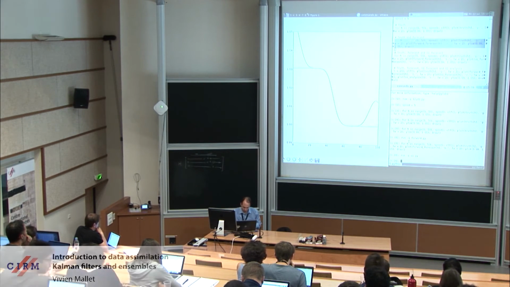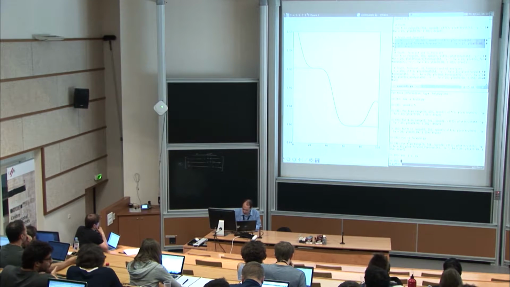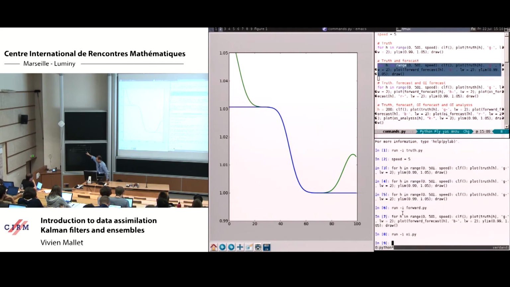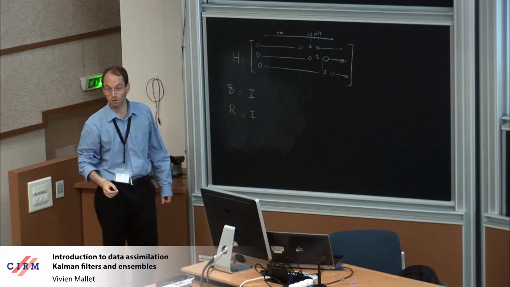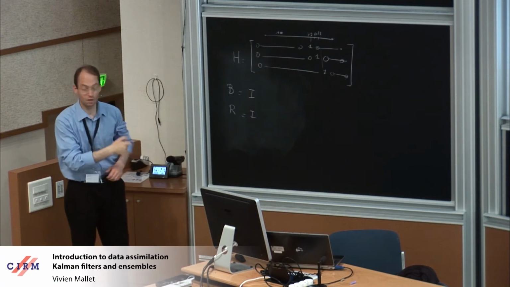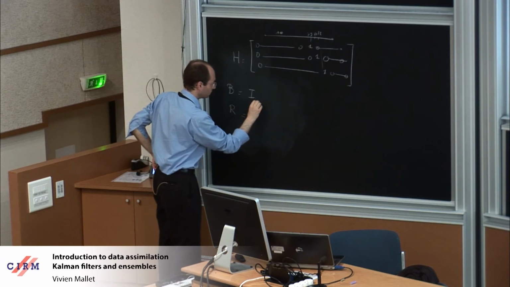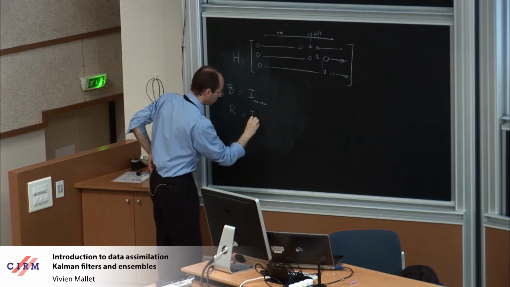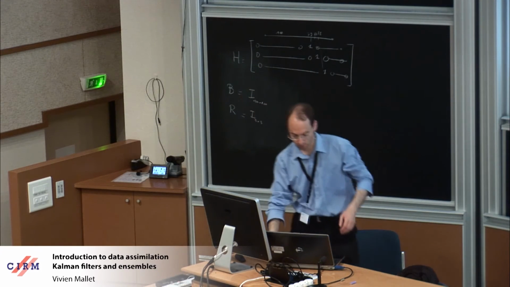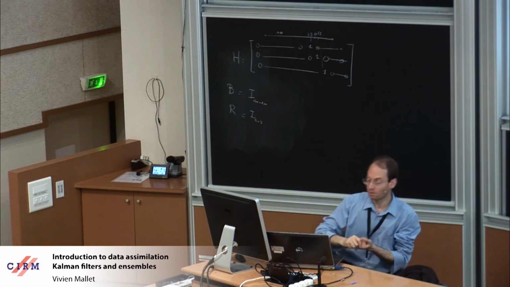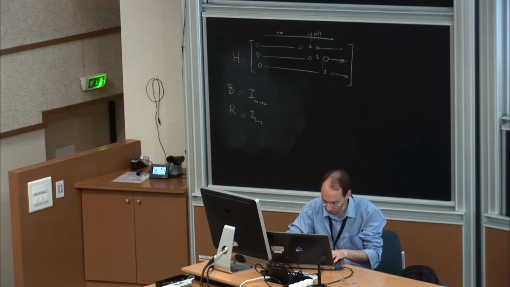Okay. And so let's see, another thing. So that's H. We also need to prescribe B. I just put identity to start, and for R, I put identity as well. It's not the same size, of course. B is 100 by 100, and R is identity of size 3 by 3. Okay. Let's see how it goes.